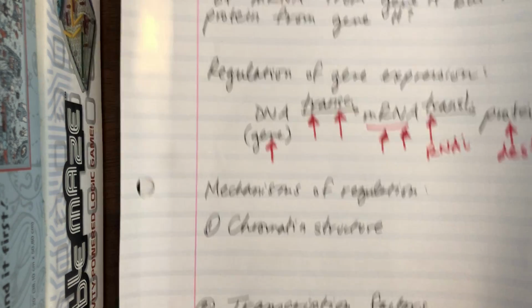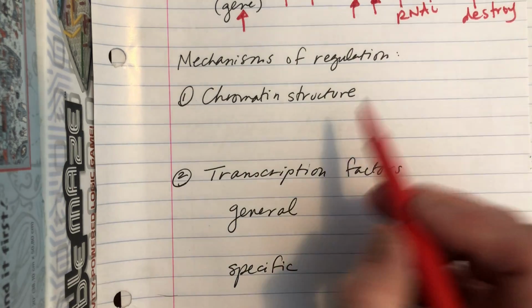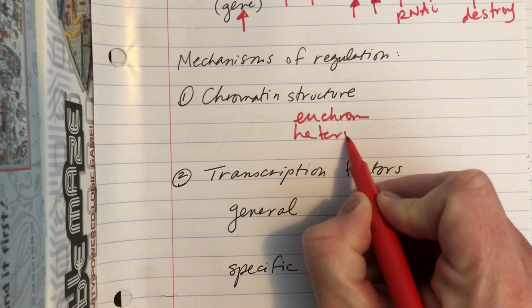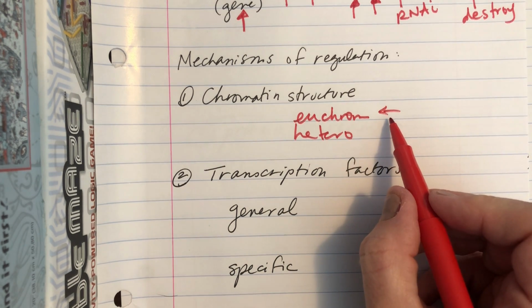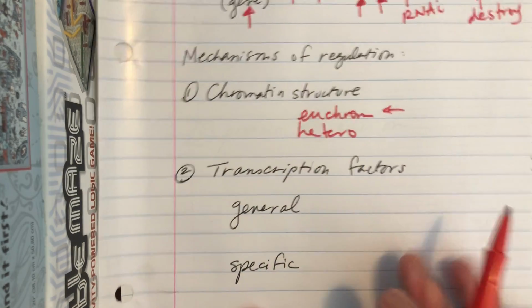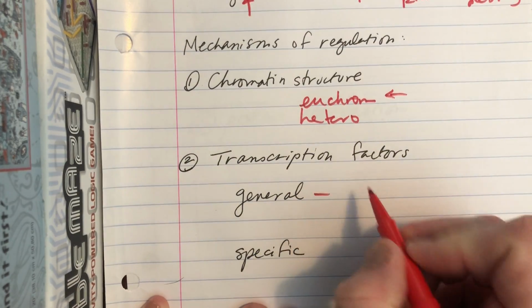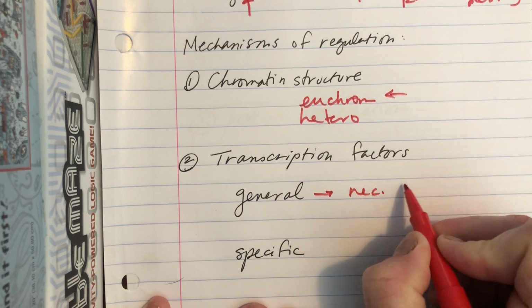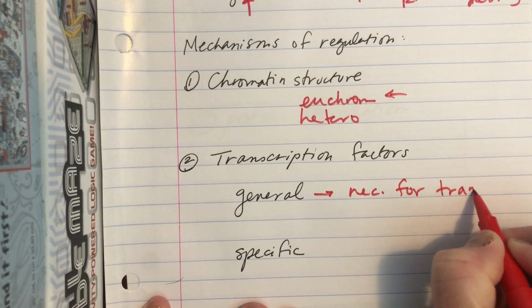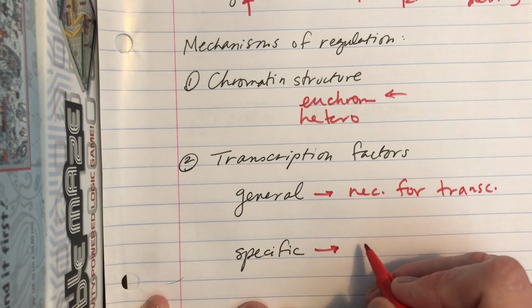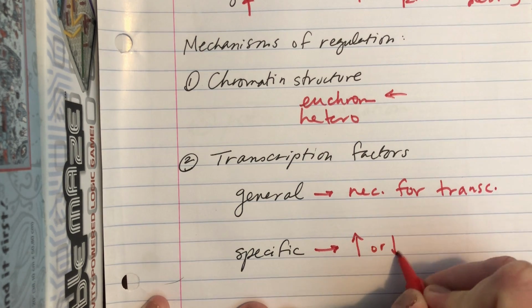Here are the mechanisms of regulation listed for you. Number 1, chromatin structure. Euchromatin, heterochromatin. Heterochromatin is tightly wound, less likely to be expressed. Euchromatin is more loosely wound, more likely to be expressed. Transcription factors. General ones attach to the TATA box. These are necessary for transcription. Specific transcription factors increase or decrease the transcription rate.